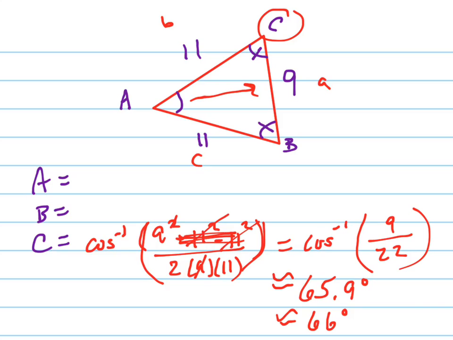So if C is 66 degrees, then so is B. Add 66 and 66 and subtract that from 180, and you'll get A, which would be 48 degrees, and you're done.